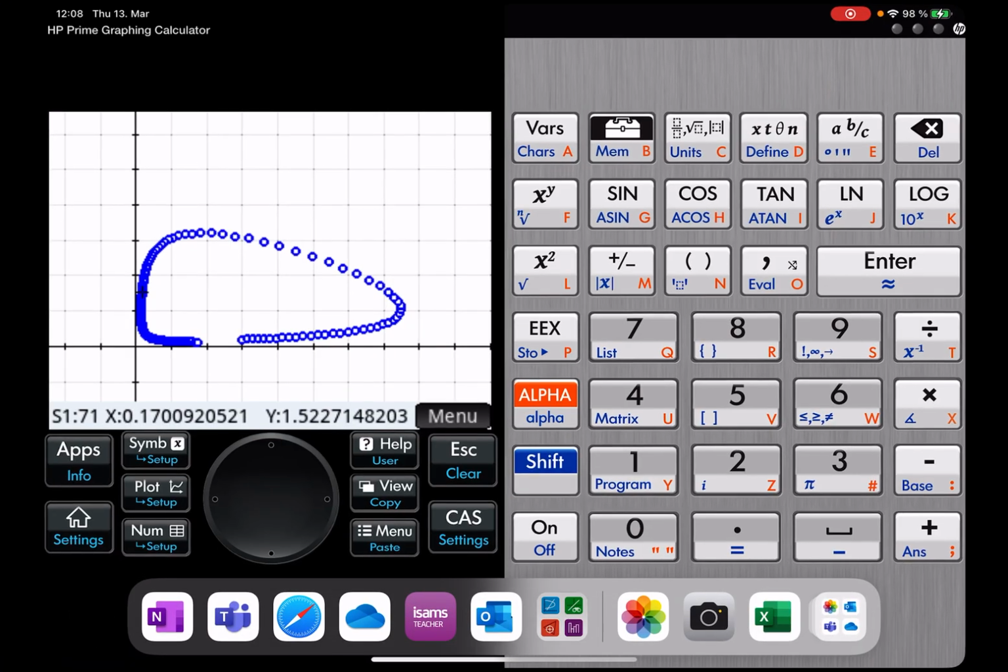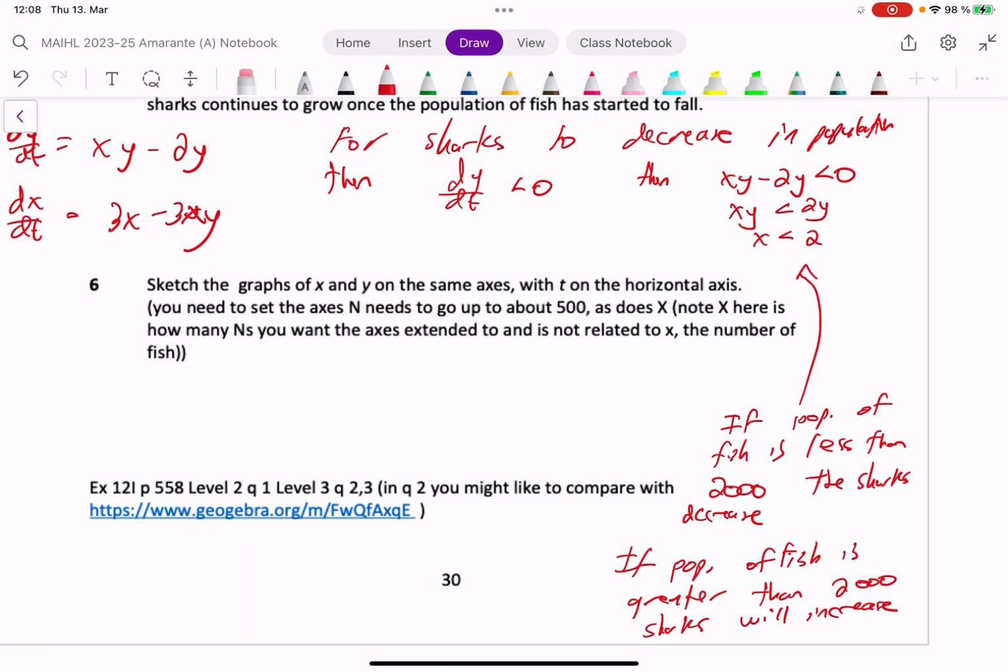So as long as there are at least 2,000 fish, sharks will continue to increase. But once they drop below 2,000, right, sharks die off. There aren't enough fish for them to eat, so they start to go down. So this 2,000 is an important part for the fish.